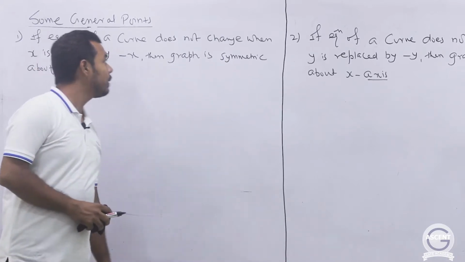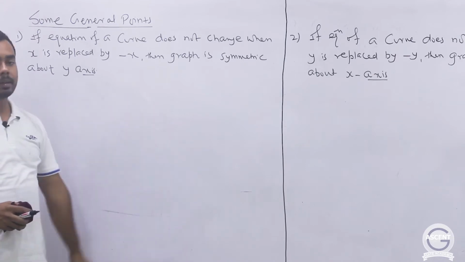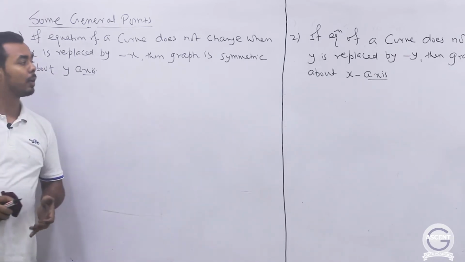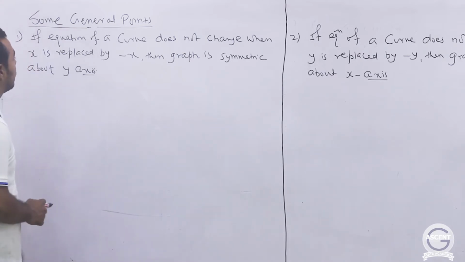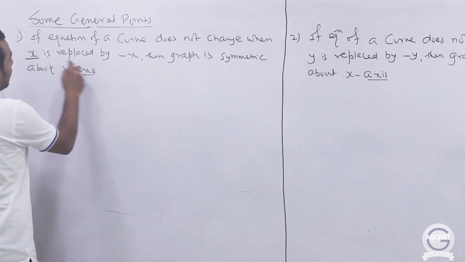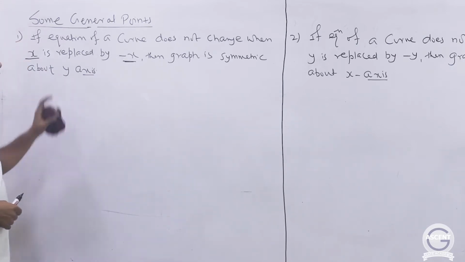Okay, so now we have to learn some of the basic points or some general points related with a graph. These points will be applicable for drawing graph of any function. So the first point that you need to know is if the equation of a curve does not change when x is replaced by minus x, then the graph of that function will always be symmetric about y-axis.